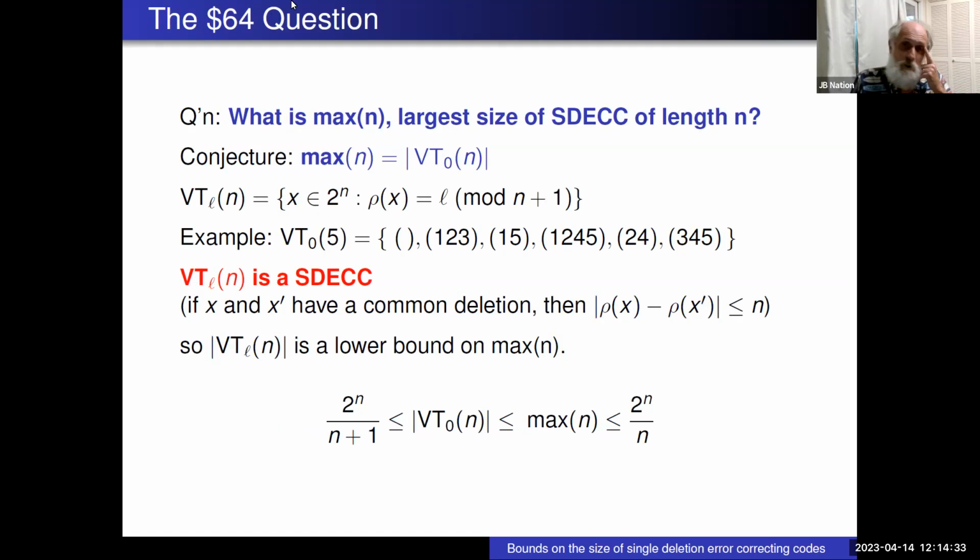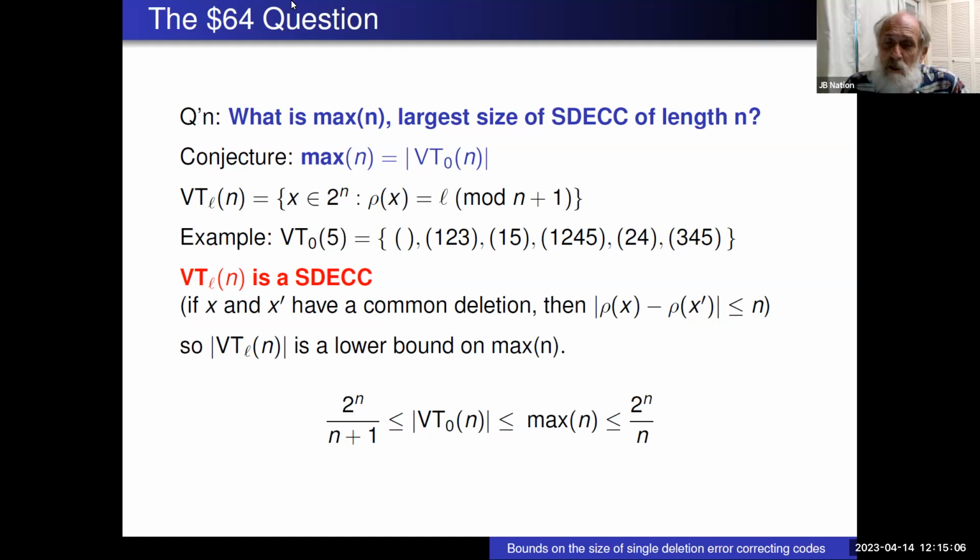So the question we want to address is, what is the largest size of a single deletion error correcting code of length n? We call that max of n, and the conjecture is that the VT codes are the largest. This has been a conjecture since 1966, so it's not exactly new. And I'm going to talk about some progress on it and how we're working on it. But first of all, let's say what the codes are.